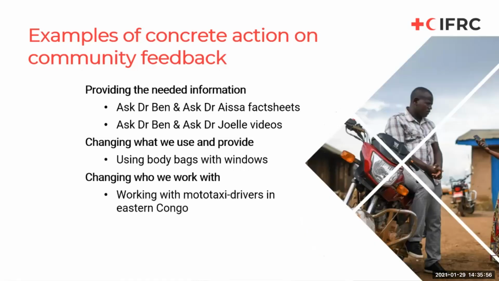And also changing who we work with can be an important action on community feedback. Again, an example from Eastern Congo, where motor taxi drivers were a key source of rumors and resistance. And once we realized that there were these issues, they were really targeted by our social mobilizers, and in the end, they were the ones who were tackling rumors. They were the ones who were providing health information, even joining coordination meetings as partners in the response. So this was a really successful way to bring them into the response and work together with this key group.